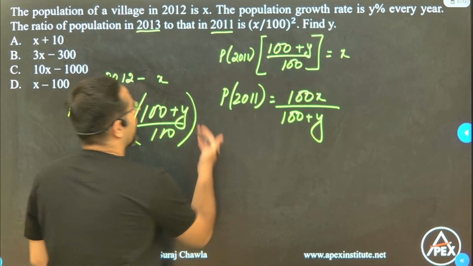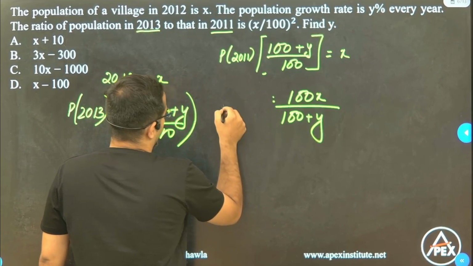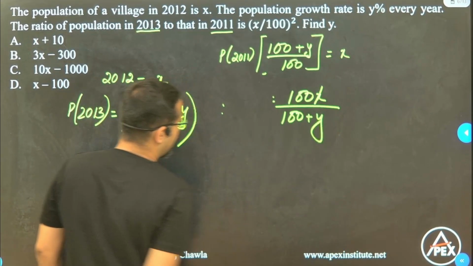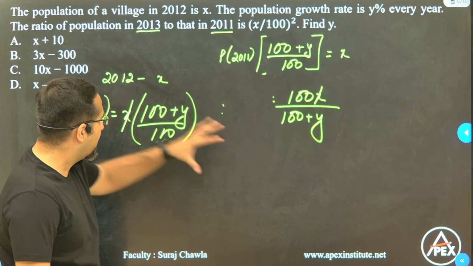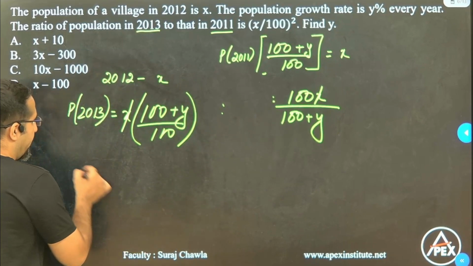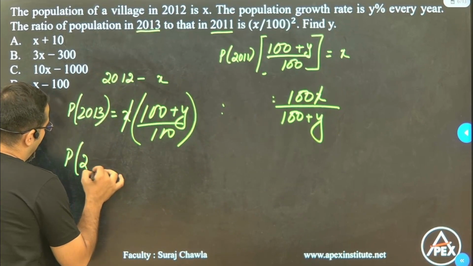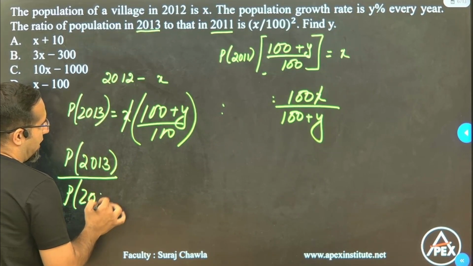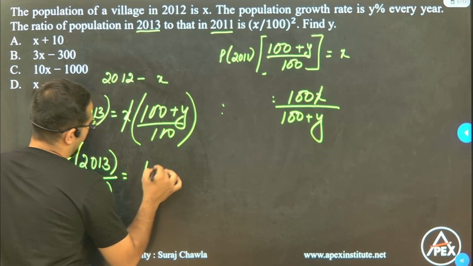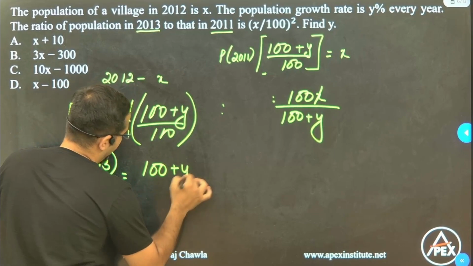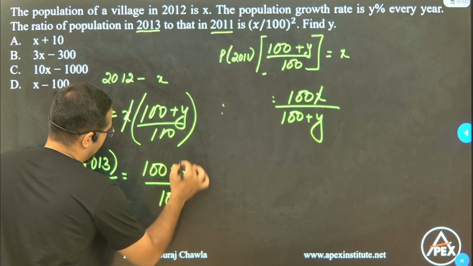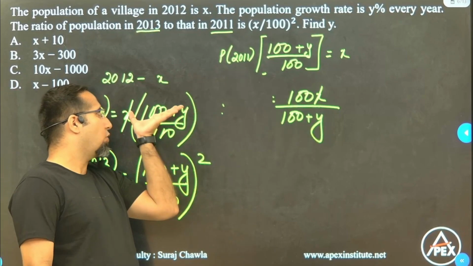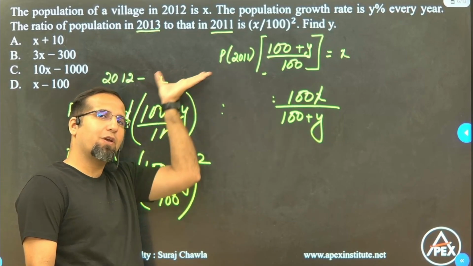तो लेट्स कैलकुलेट द रेशियो ऑफ दीज टू फर्स्ट. If I take the ratio of these two, so this x and this x gets cancelled, and when I cross multiply, then what do I get? I get population of 2013 divided by population of 2011 जो है वो हो जाएगा (100 plus y divided by 100) का होल स्क्वायर. I repeat, 100 plus y cross multiply हो गया, becomes 100 plus y whole square.